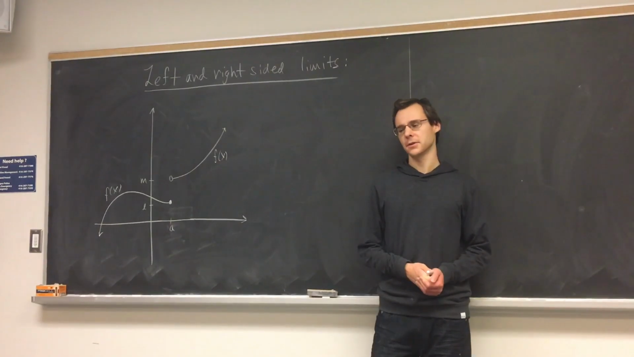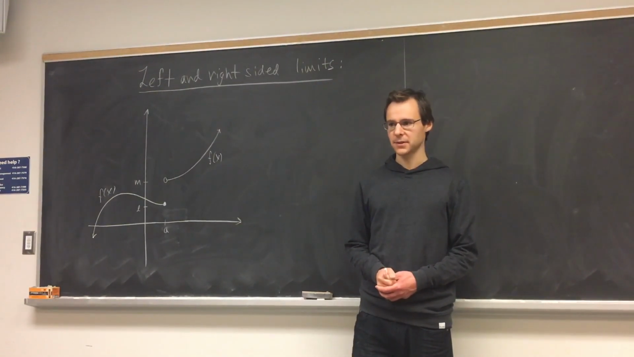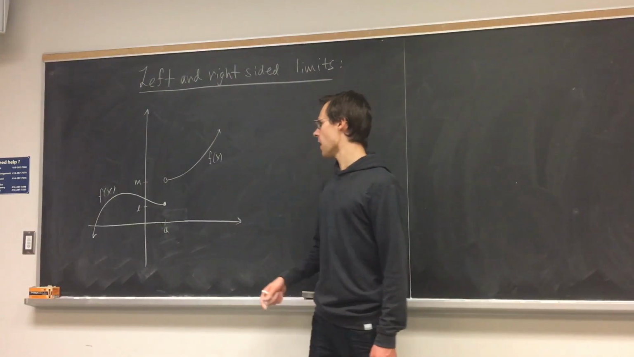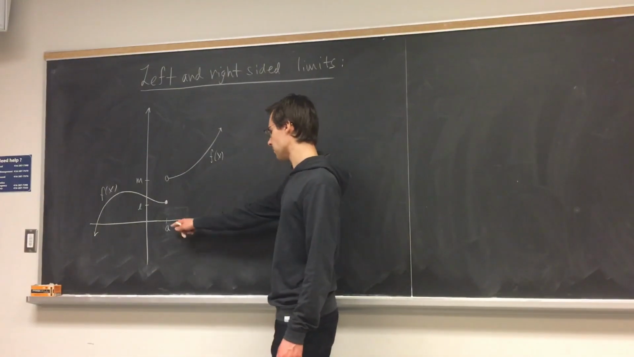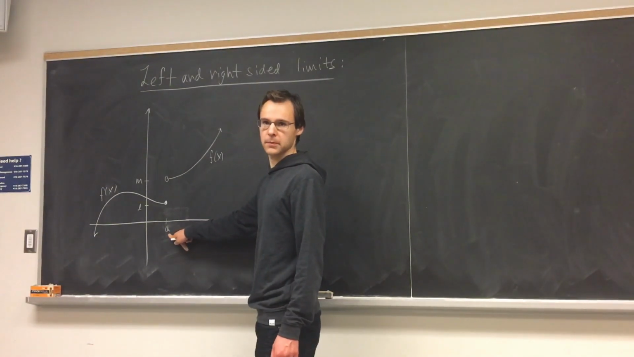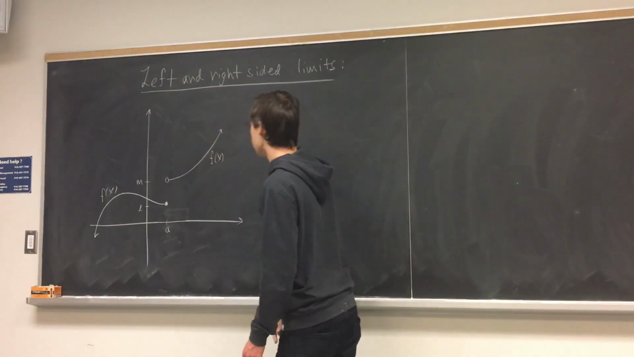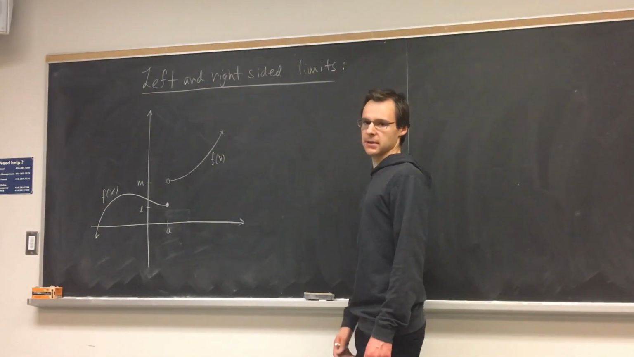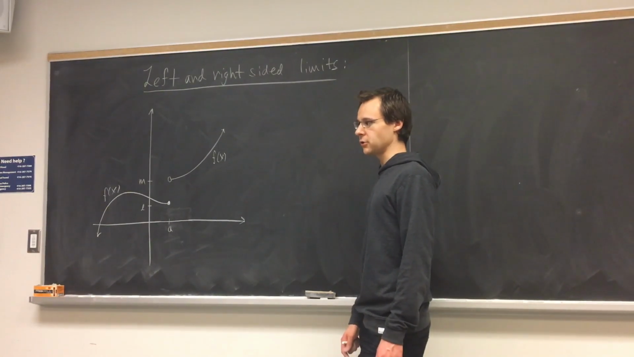Okay, next thing on our to-do list for today. Left and right-sided limits. Let's introduce these two. So suppose we have a graph, as I've drawn here, f of x, and at the point A there is a problem. The graph happens to have a jump discontinuity. Okay? We cannot talk about the limit as x approaches A of f of x and say that that's equal to one unique value.